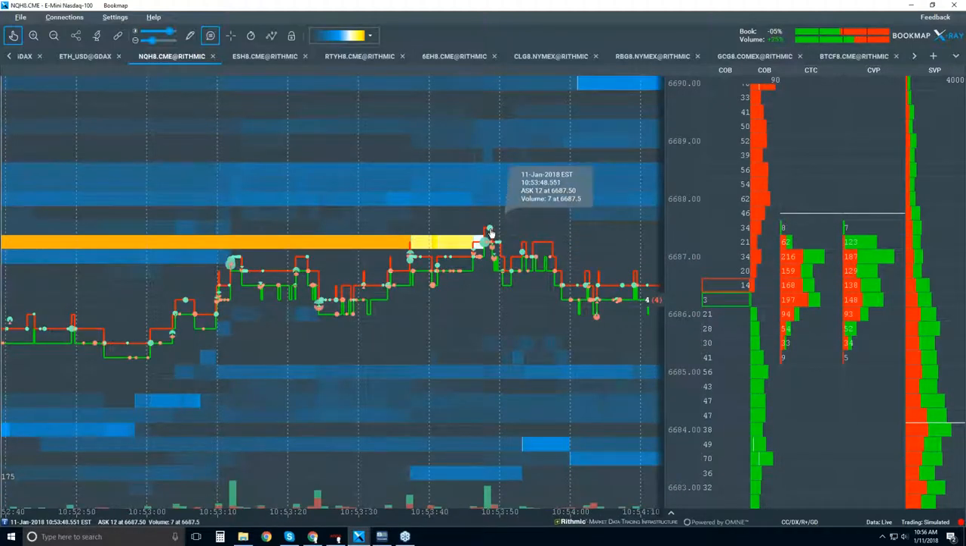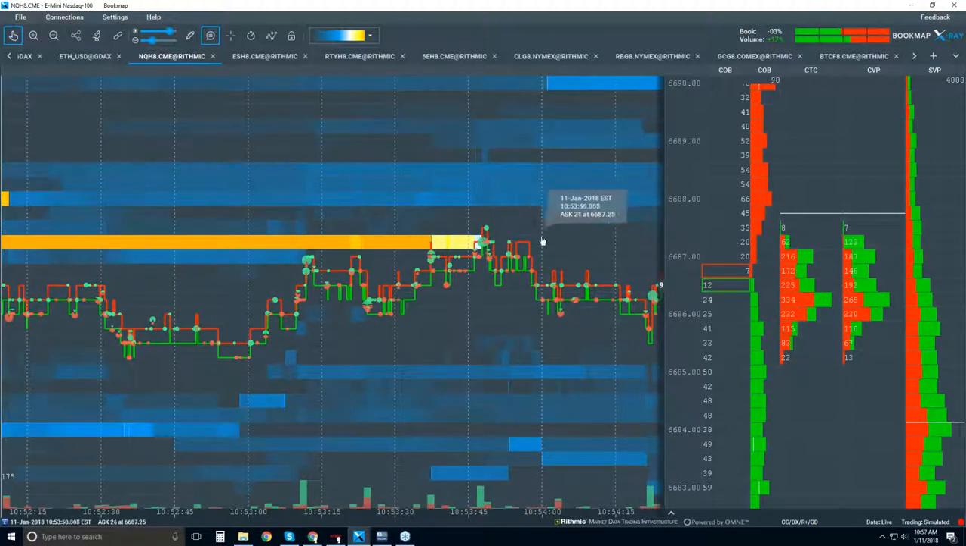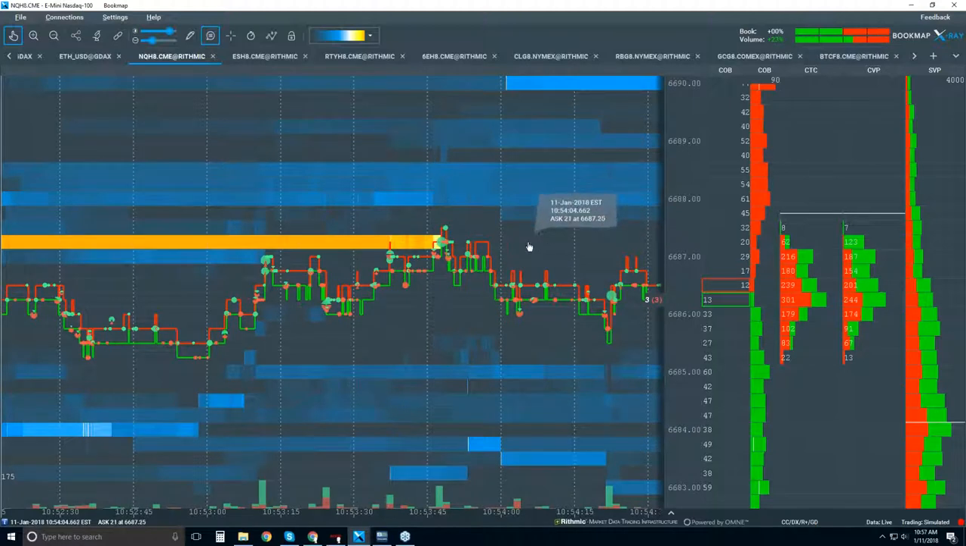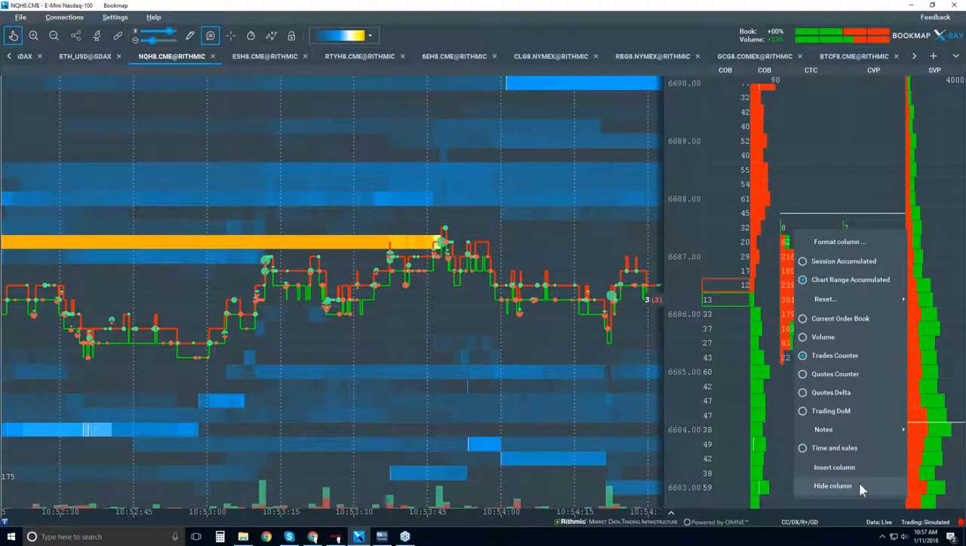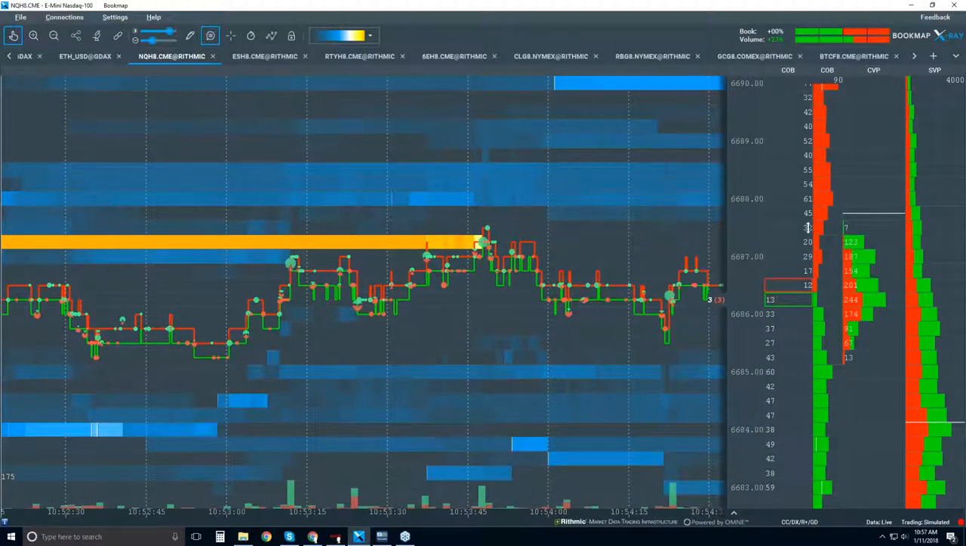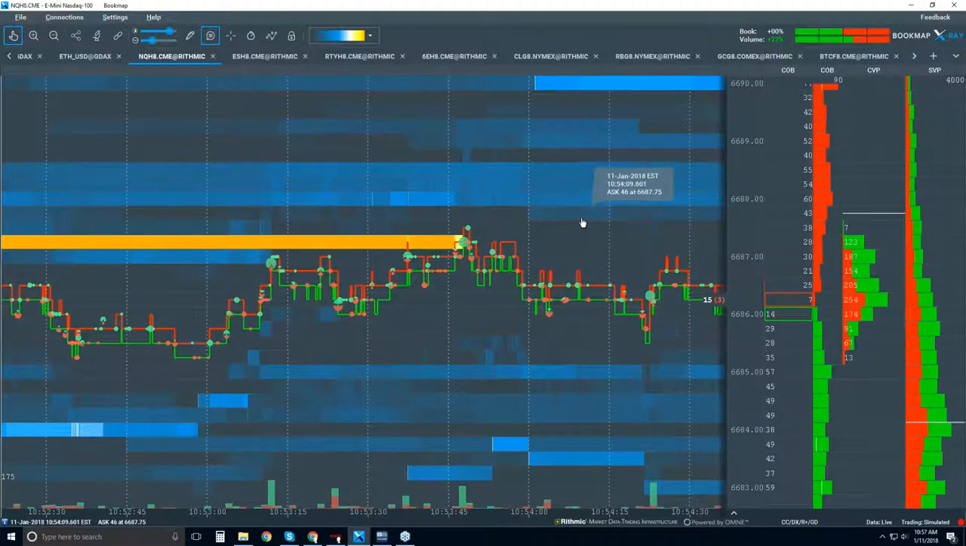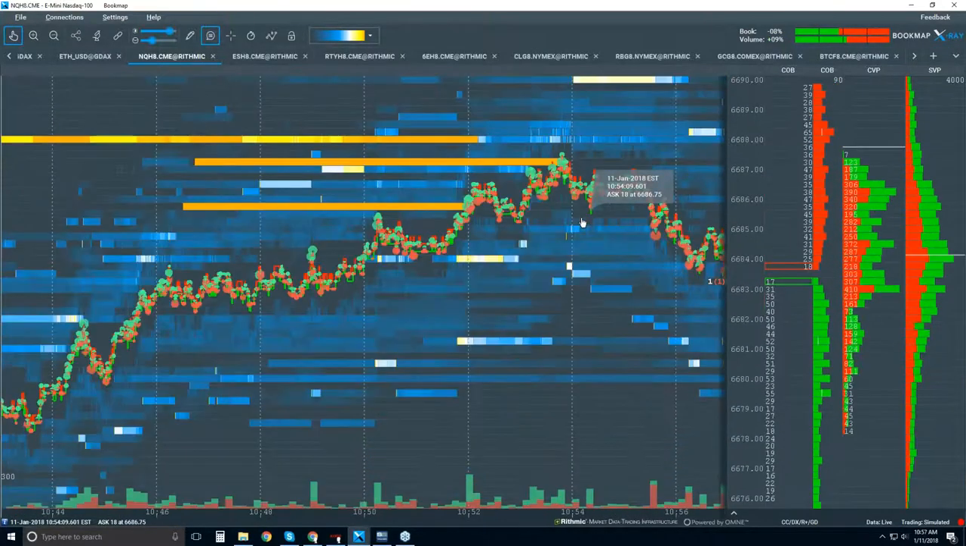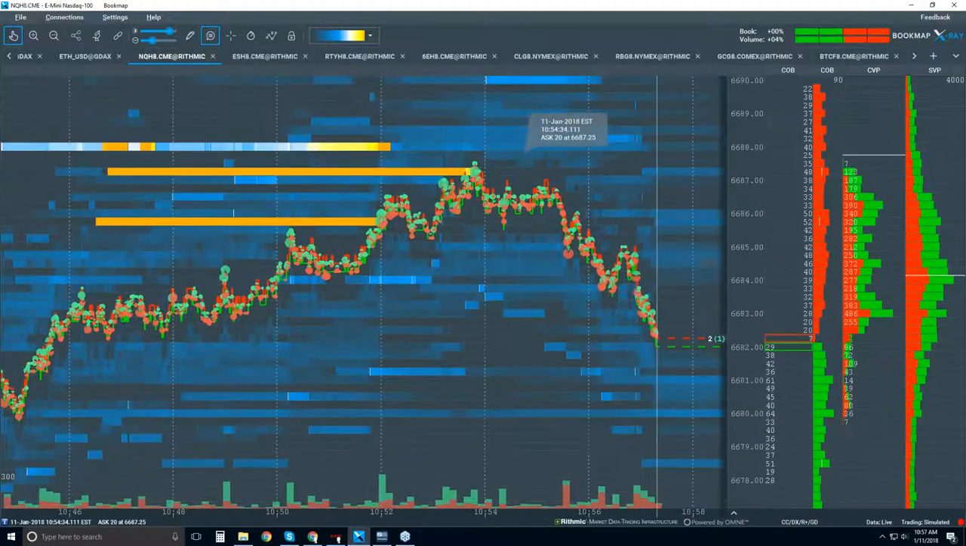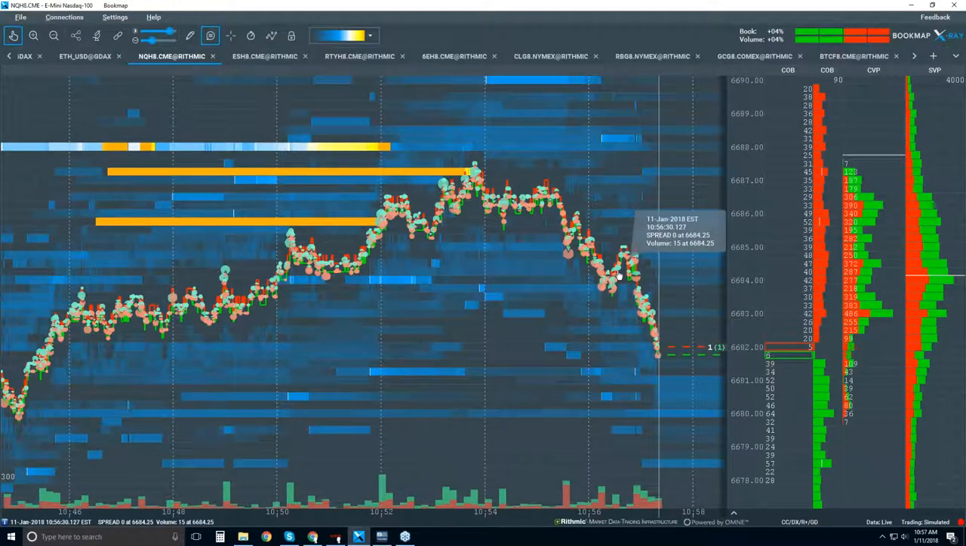It absorbed all the buying pressure. Not quite all of it. We went up a tick here and traded 7. You can see that there. Let's get rid of this column here. So 7 contracts traded up here, and you can see though that they're absorbing the buying pressure. And look at the result.